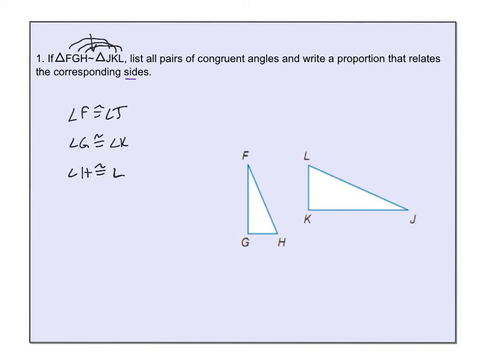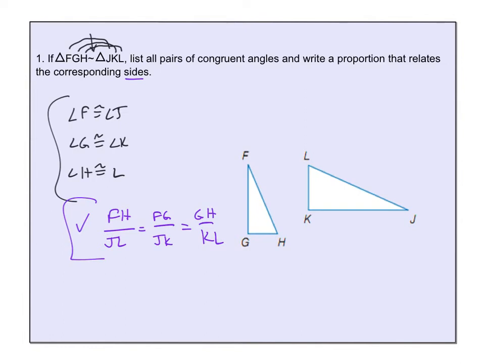Then for sides, if I say FH, that will match up to JL. That's got to be equal to FG over JK. Then if I match up GH, that's got to match up to KL. All those three need to be in proportion with each other. So here are my angles that are congruent, and here are my sides that are in proportion. That's what tells me that these two things are similar.